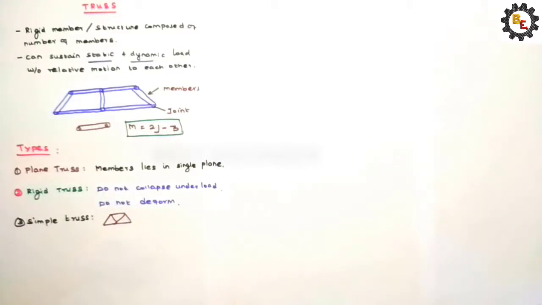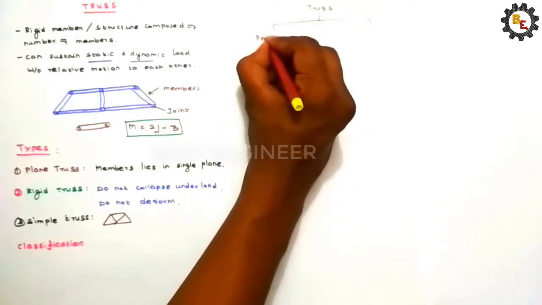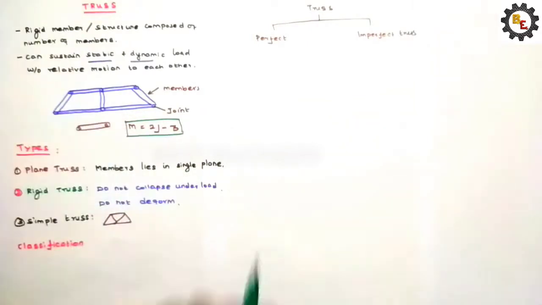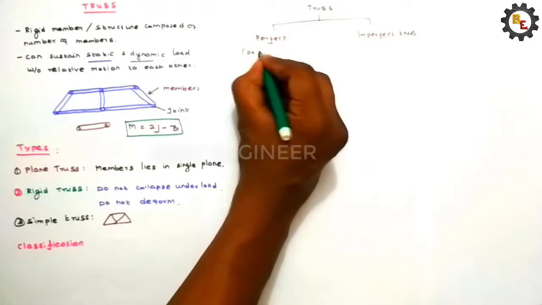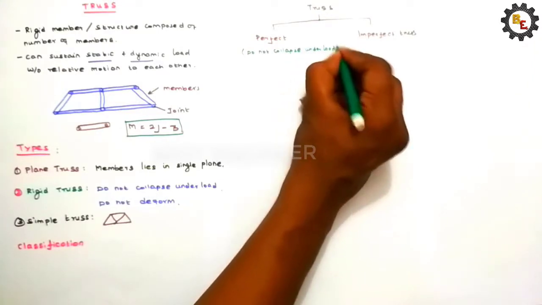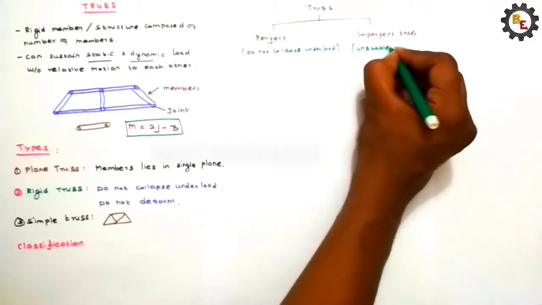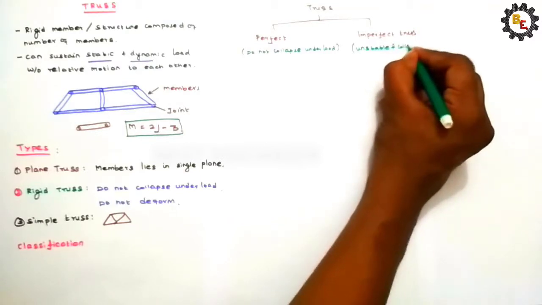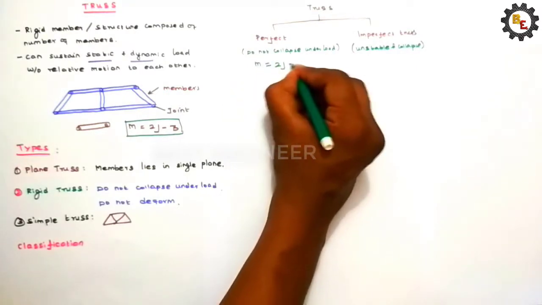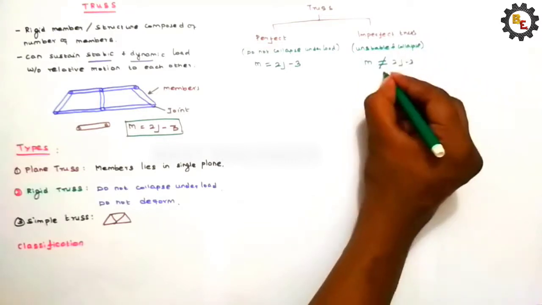Let's see the classification of trusses. This truss is generally classified into two categories. First one is perfect truss. Second one is imperfect truss. This perfect truss does not collapse under the load. This imperfect truss is unstable while applying the load, unstable and collapses. This perfect truss definitely satisfies the equation m equal to 2j minus 3. This imperfect truss will not satisfy the equation 2j minus 3. It may be greater than, it may be less than.